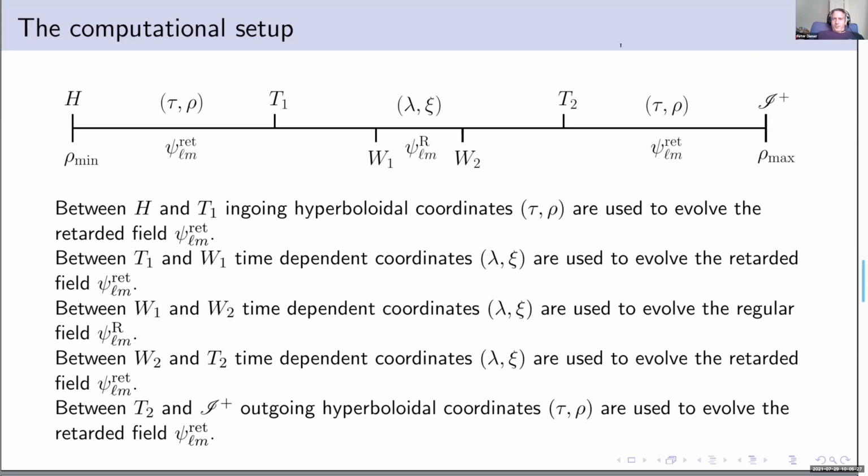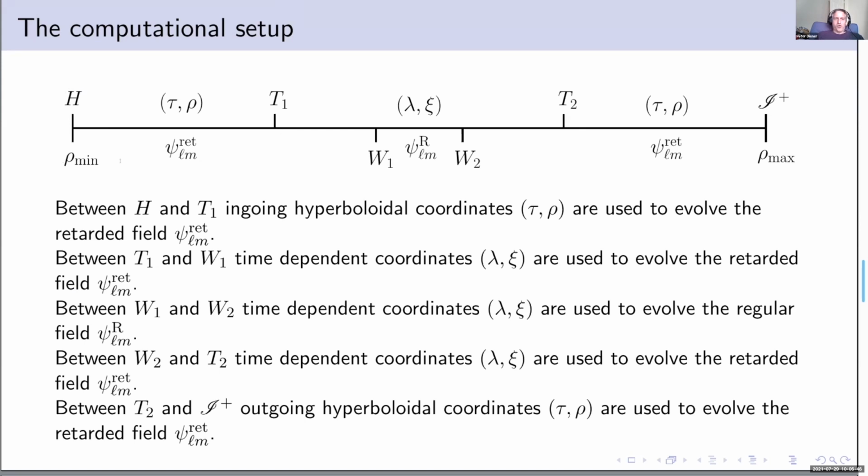Just a reminder before we go on to something else, a reminder of what the computational setup is. We have a domain that goes from rho min to rho max. Rho min corresponds to the horizon.